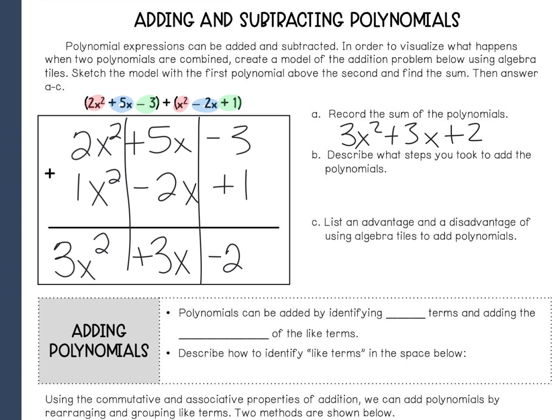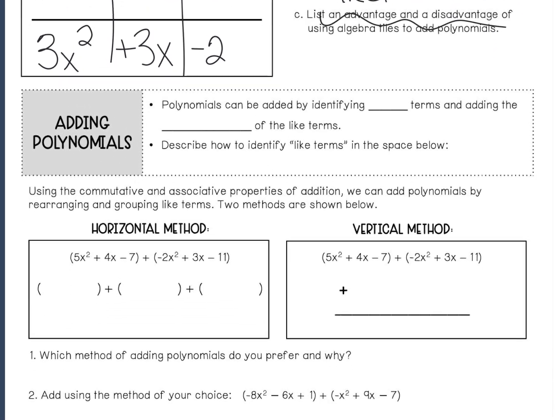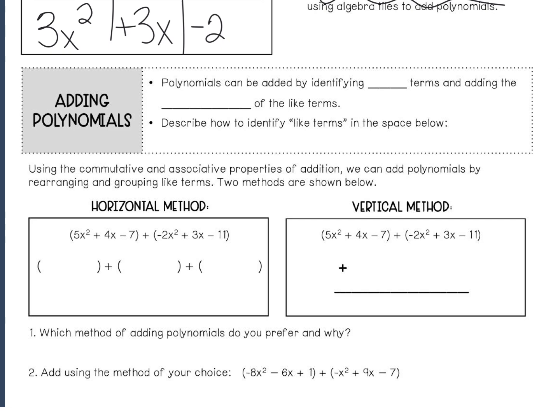What did we do? How did we know that that was the answer? How did we add these together? What were we looking at specifically? So we collected like terms. And we didn't use algebra tiles there. So what we're going to focus on today, polynomials can be added by identifying the like terms and adding the coefficients, right? We're not changing anything with the exponents when we add and subtract. We're just looking at those coefficients.